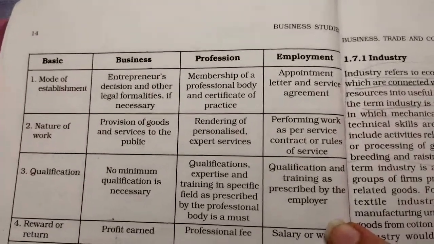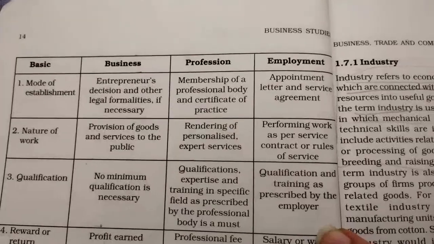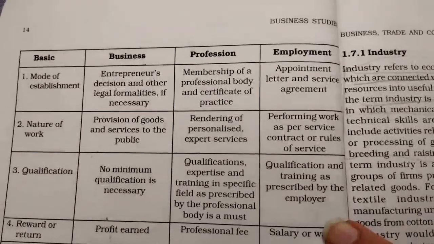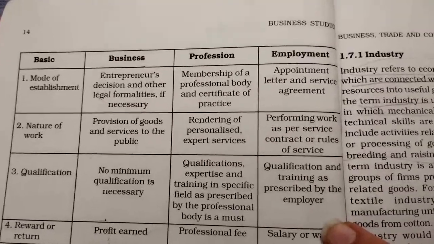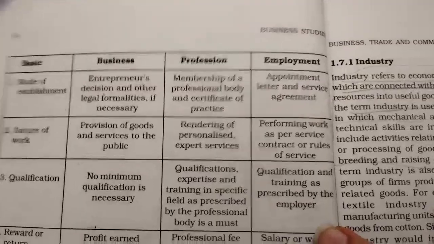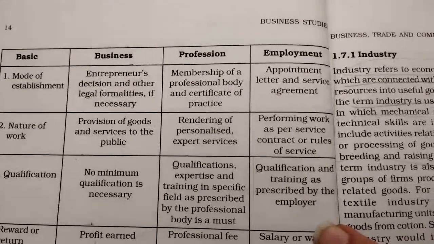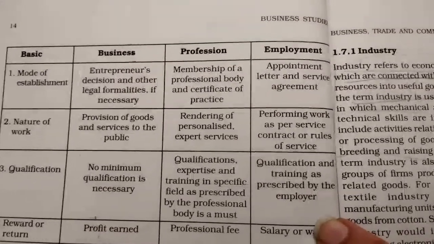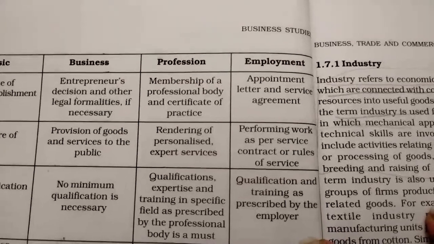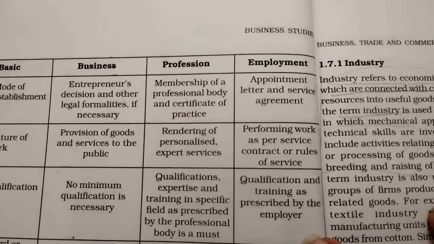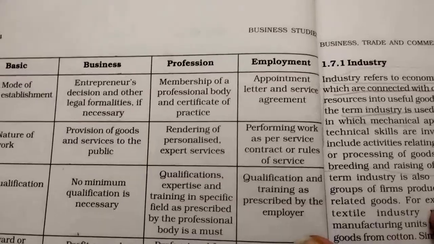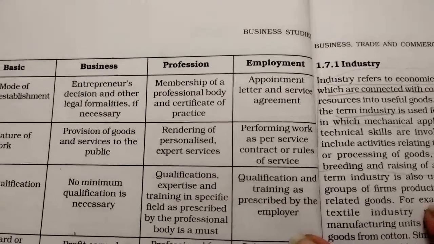Let's distinguish between them. First, talking about mode of establishment. In business, the entrepreneur's decision is important and other legal formalities are also there if necessary. In profession, we should be a member of the professional body and have a certificate of practice. In employment, we should have an appointment letter and service agreement.